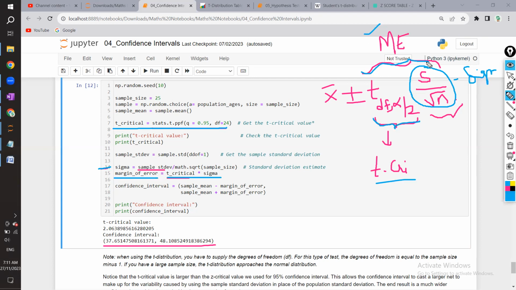Got it? So once you get the margin of error, what is left? x bar plus or minus margin of error. What is our x bar? The sample mean. From 25 samples, if you take the sample mean, then sample mean plus or minus margin of error, whatever you get, that is the confidence interval. So this is a confidence interval. Is the calculation clear, guys?